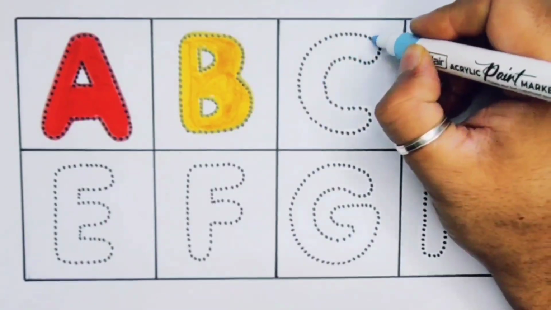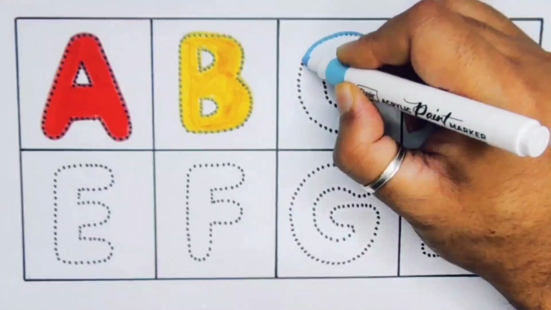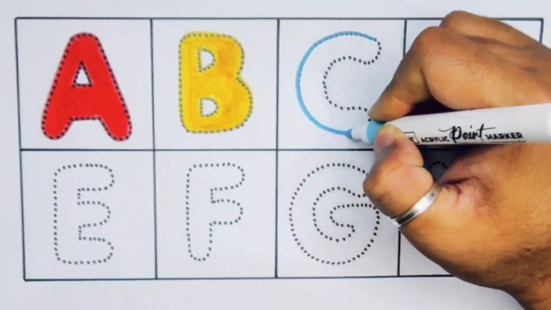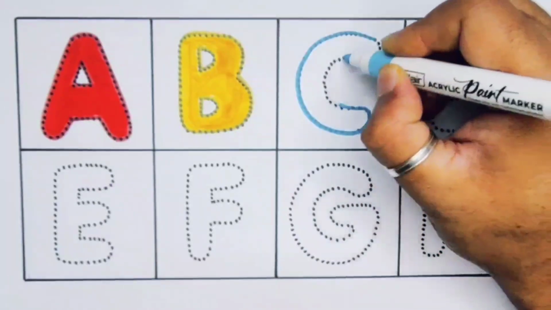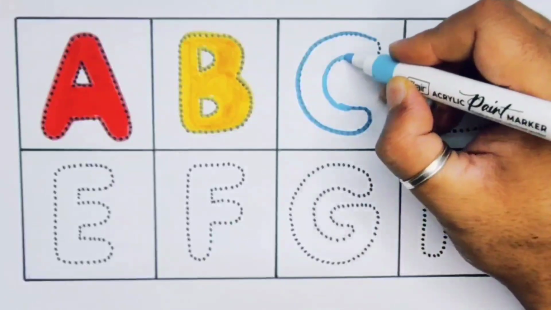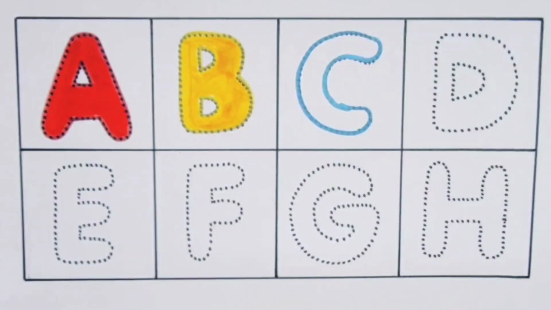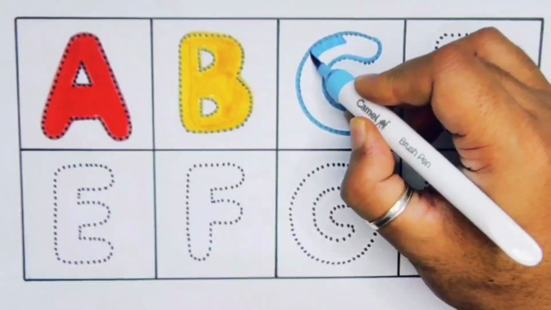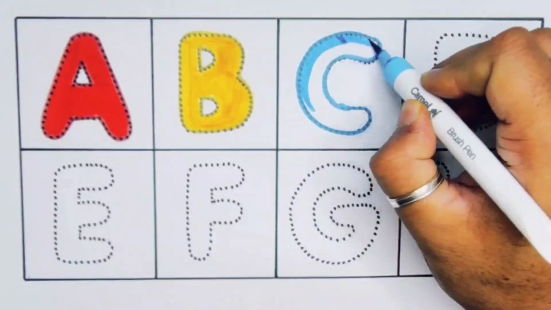Next, C. This is C. Now put the color. This is sky blue color.